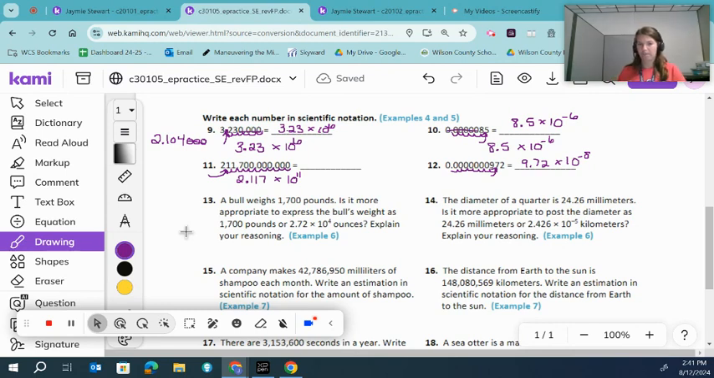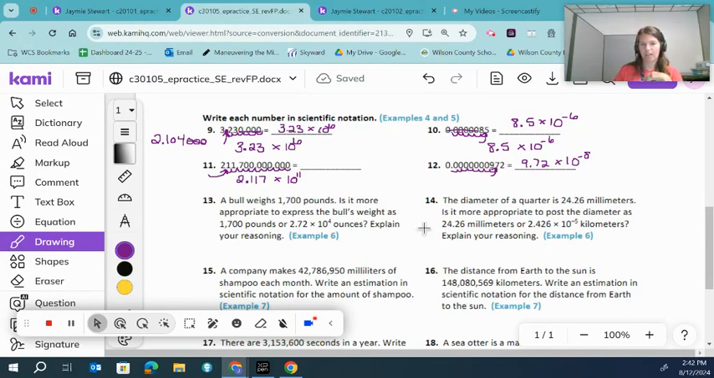And why? Well, 1,700 pounds, describing a bull's weight in ounces is a very tiny measurement, right? So we want to use a larger measurement that makes the most sense. So 1,700 pounds would make the most sense for this. Now, if you're talking about a baby, a tiny little thing, you might talk in ounces, right? 15 ounces, 16 ounces, because they're not even a full pound yet necessarily.